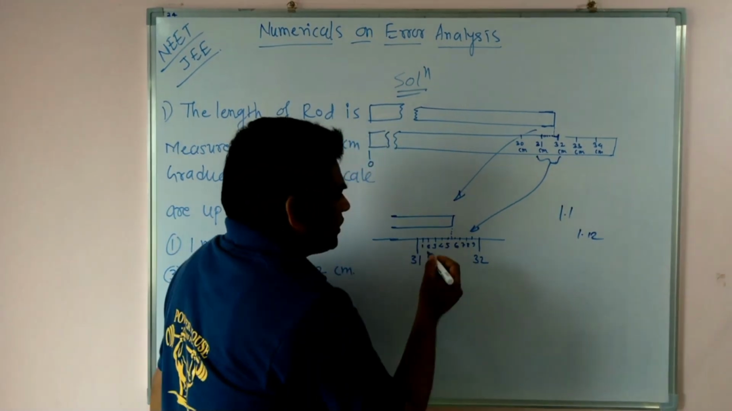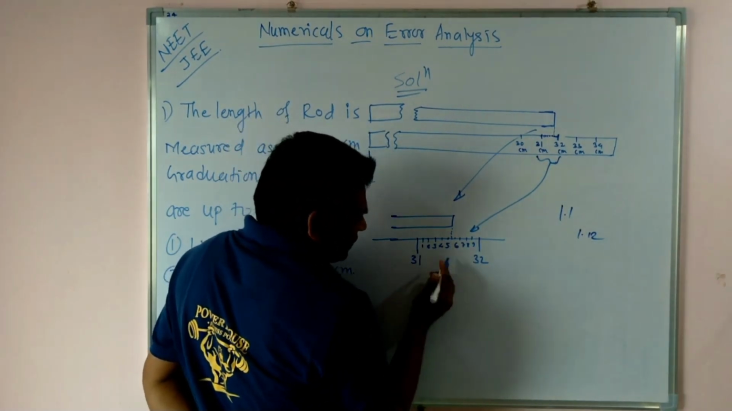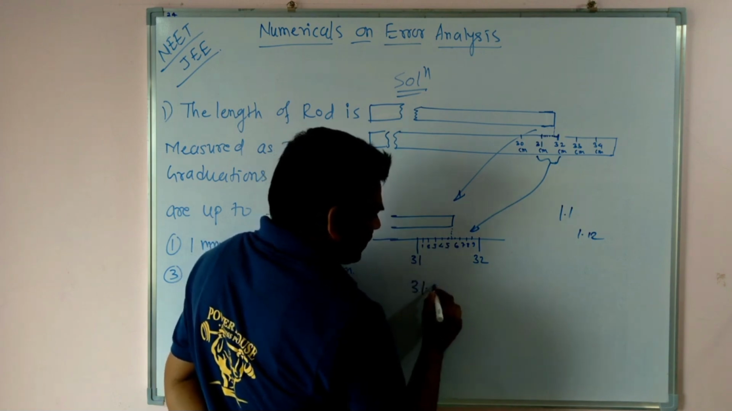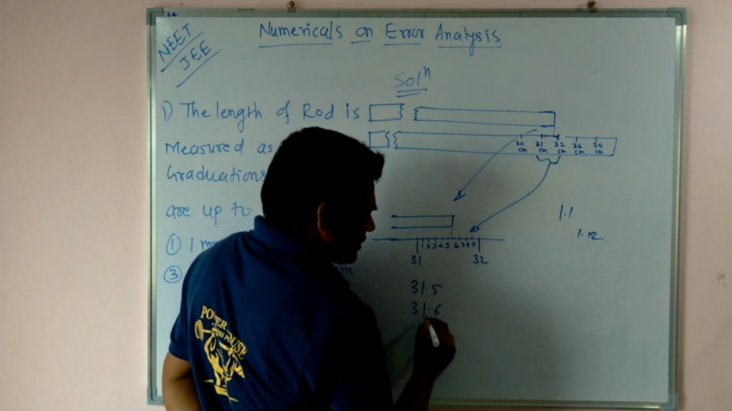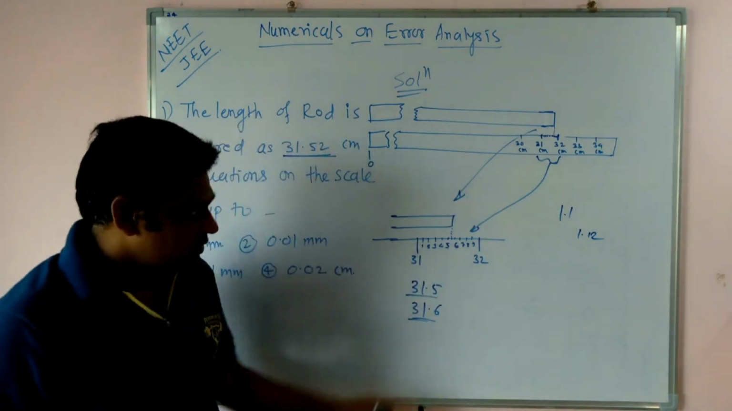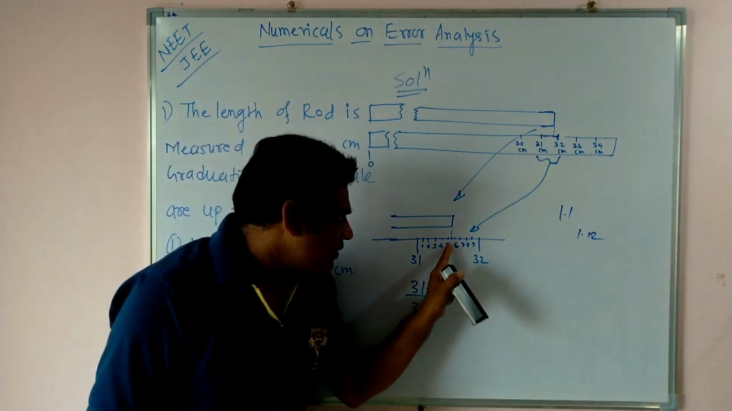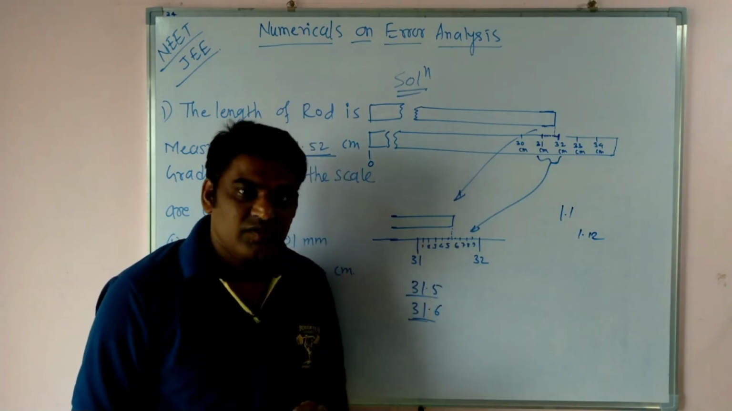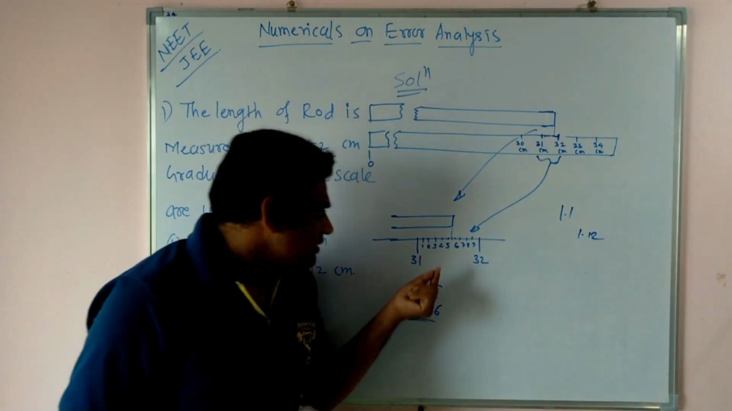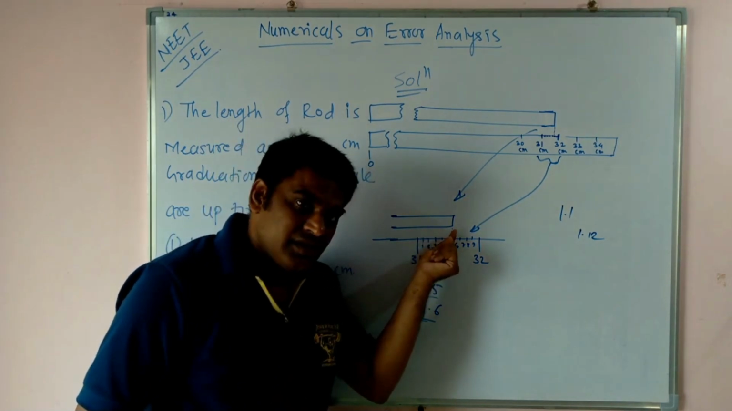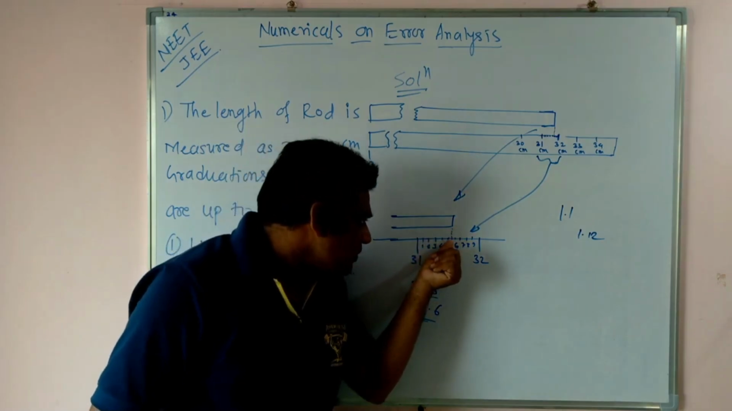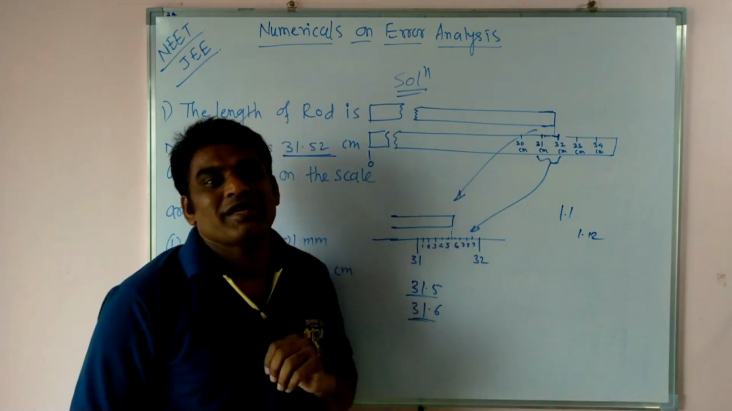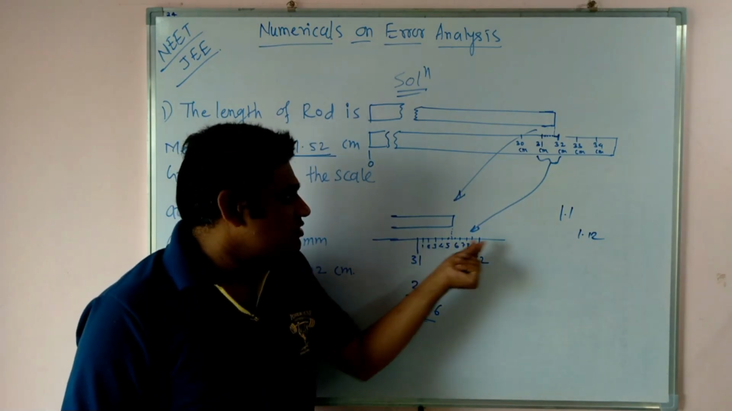Let us observe this. So I can say 31.5 or 31.6. One person can measure 31.5, another person can measure 31.6 here by using this scale. Both of them understood that the end of this rod is in between 5 and 6, but we cannot measure because there are no markings, no graduations. The smallest graduation is 1 millimeter.